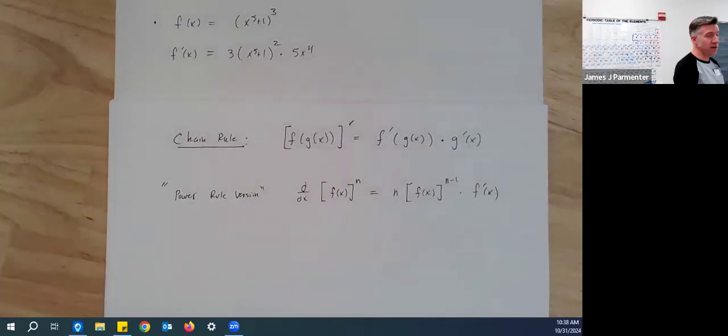And that's really the whole gist of the chain rule. We're going to do a lot of examples with this, but you've got some function that's more complicated where your argument is more than just x. And then at the end of the process, you're going to multiply by the derivative of that argument.